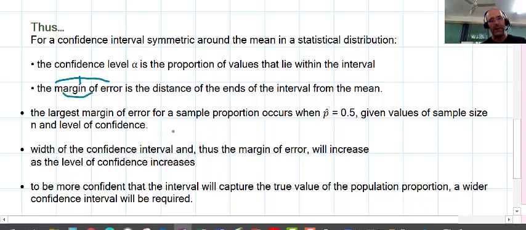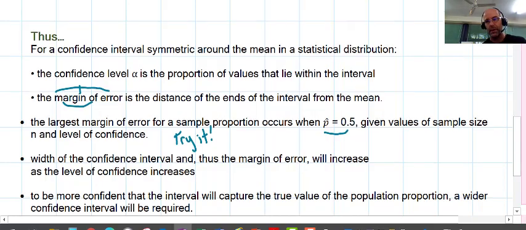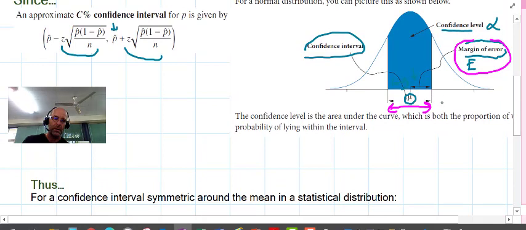The largest margin of error, interestingly enough, is when p hat equals 0.5 for a fixed value of n and a fixed level of confidence. You can try that yourself, okay. The width of the confidence interval, and thus the margin of error, will increase as the confidence increases. Okay, so the width of this blue zone will increase as the confidence level increases.